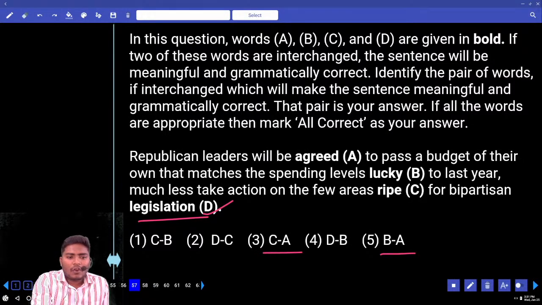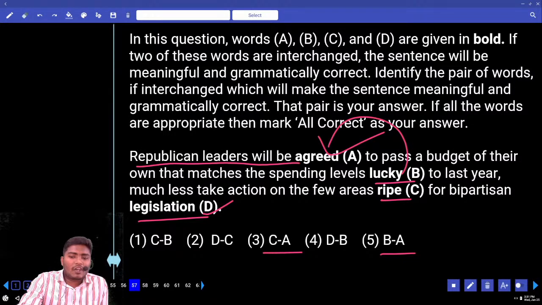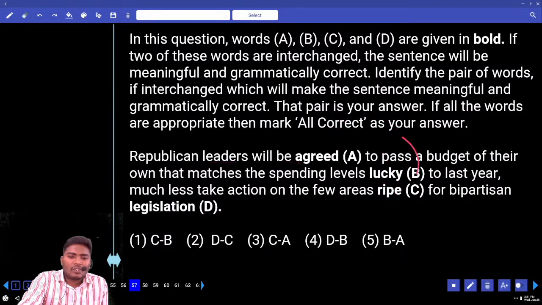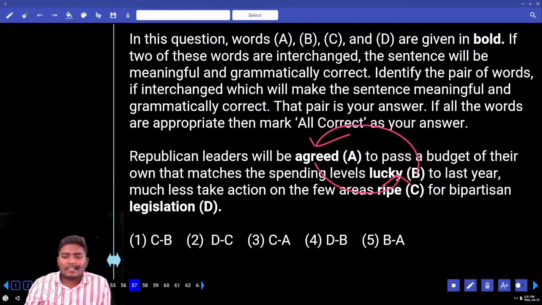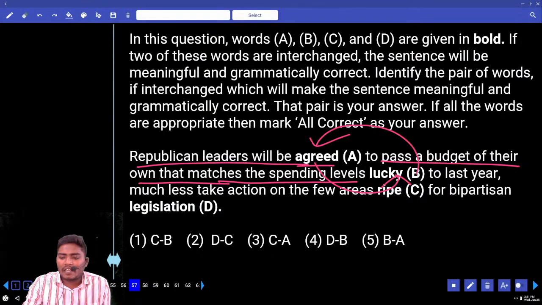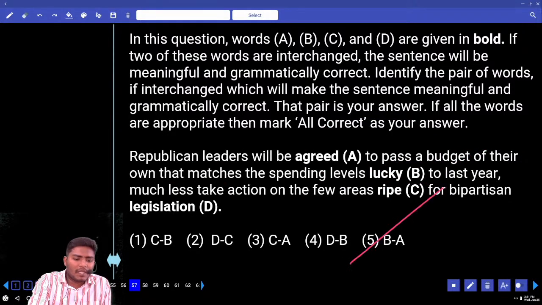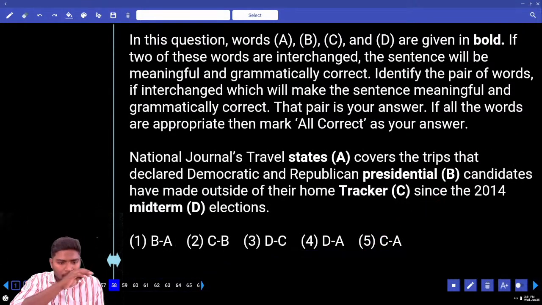We cannot change. Now, Republican leaders will be lucky. Now, these people will be ripe. Out of these two, which one can we use? You will be lucky or you will be ripe. Which one is correct? You will be lucky. That is the option we can use. Now, check for "agreed" in the second place. Republican leaders will be lucky to pass a budget of their own that matches the spending levels agreed to last year. We can also use the combination of 2 in this case. So, swap must be used only between BA. Next, move to 58.